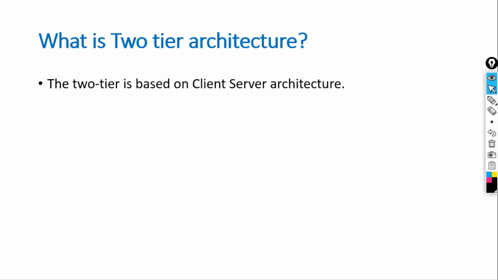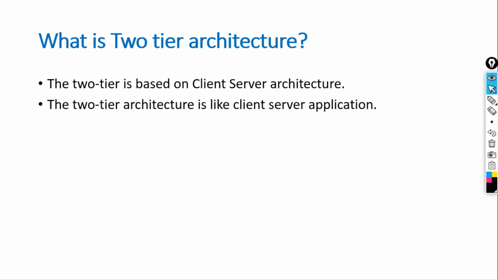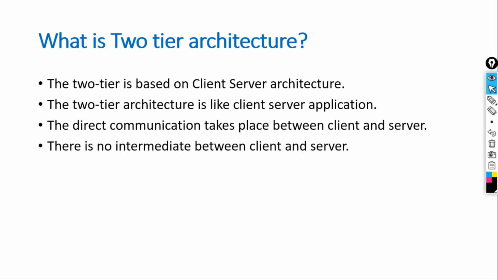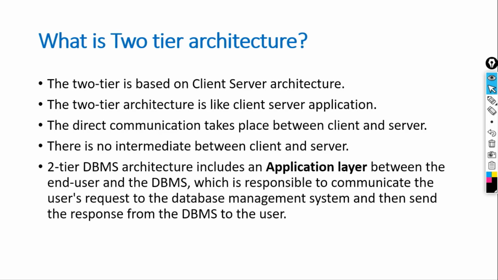Let's understand. The two-tier is based on client-server architecture. The two-tier architecture is like a client-server application. The direct communication takes place between client and server. There is no intermediate between client and server. Two-tier database management system architecture includes an application layer between the end user and the database management system.